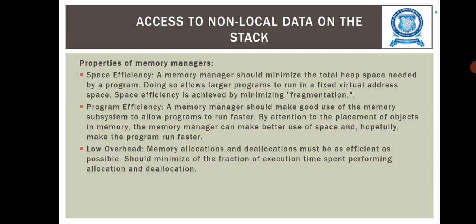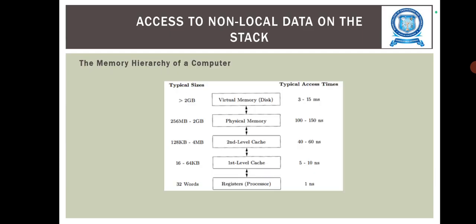The next one is low overhead. Memory allocations and deallocations must be as efficient as possible. This is used to minimize the fraction of execution time spent performing allocation and deallocation. Next, we are going to see the memory hierarchy of a computer.